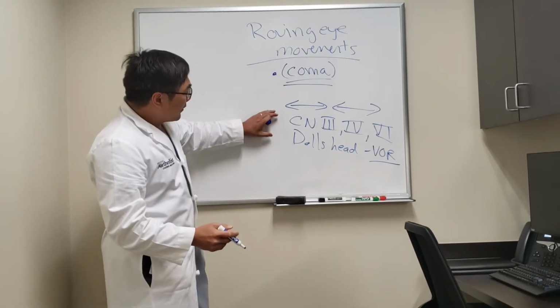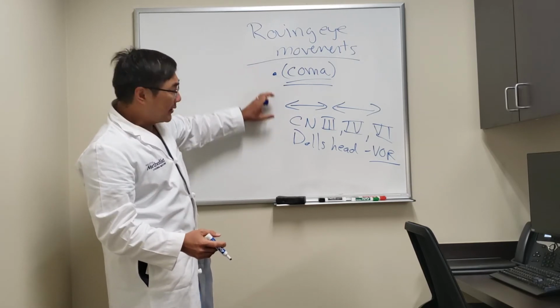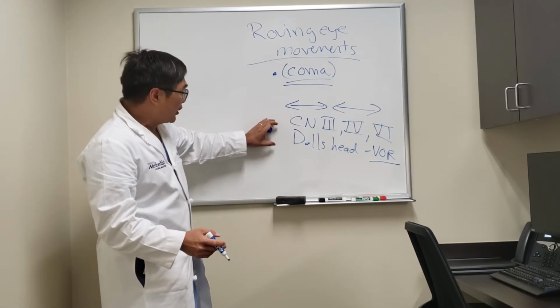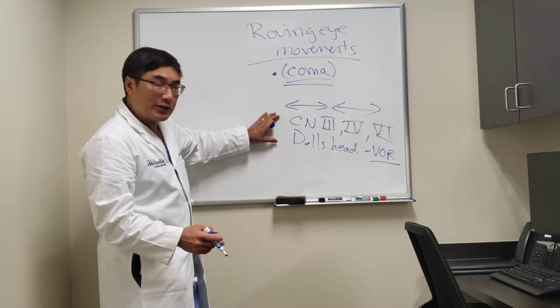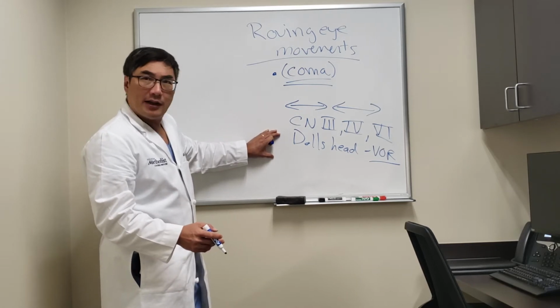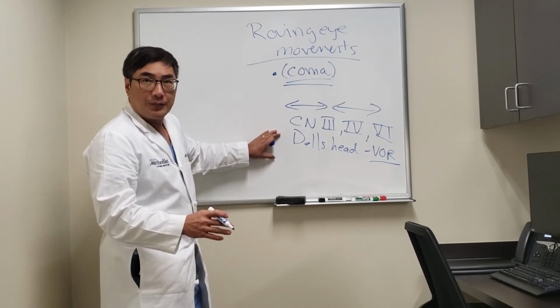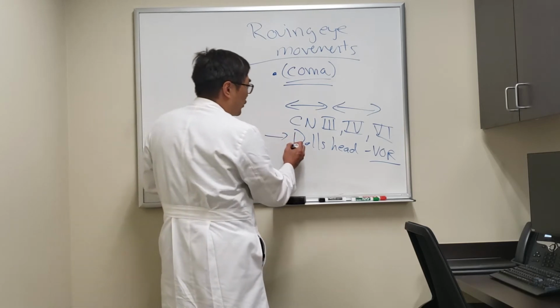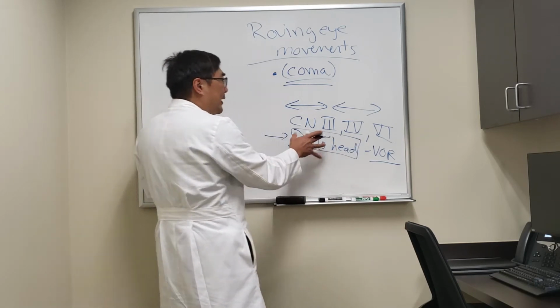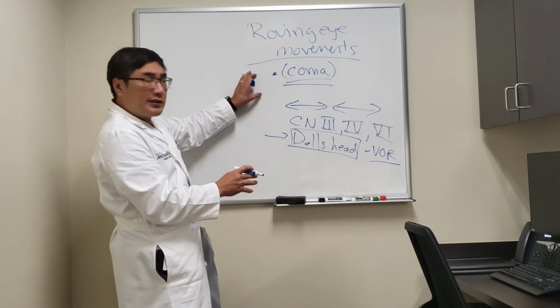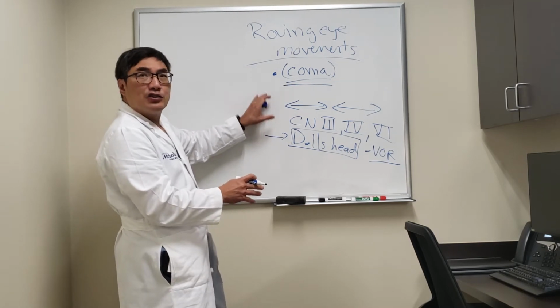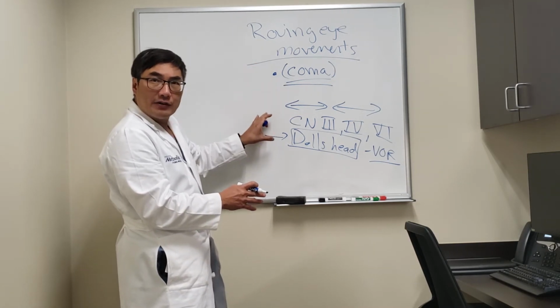So when you have the doll's head maneuver, you are enacting the vestibulo-ocular reflex. And if the problem is supranuclear, the eyes will move. If the lesion is nuclear or infranuclear, then stimulating it with the doll's head maneuver won't make the eyes move. And so the doll's head maneuver is one of the important tests that we're using in patients who are comatose to see if the lesion is supranuclear or infranuclear.